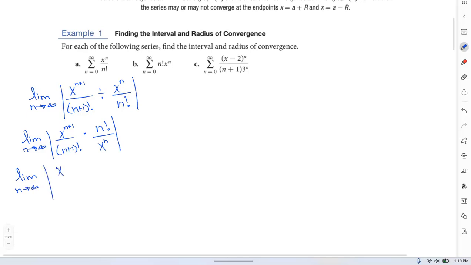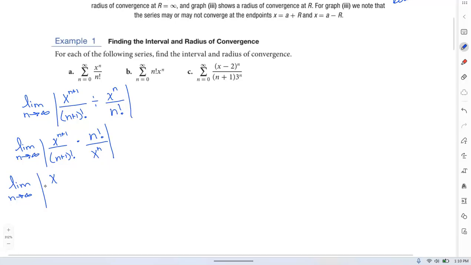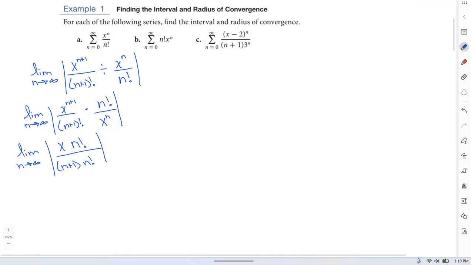If I think about how I can reduce those x's, when we divide and we have the same base, we subtract the exponents. So n plus 1 minus n is going to leave me an x to the first. And then we're going to have an n factorial in the numerator. That n plus 1 factorial could be rewritten as n plus 1 times n factorial. And now we can see those n factorials cancel. So we're going to take the limit as n goes to infinity of x over n plus 1.